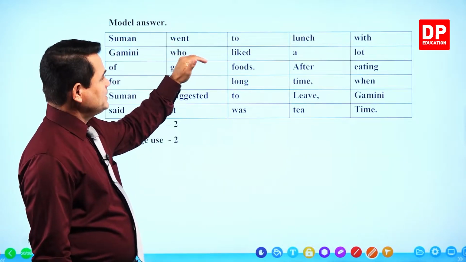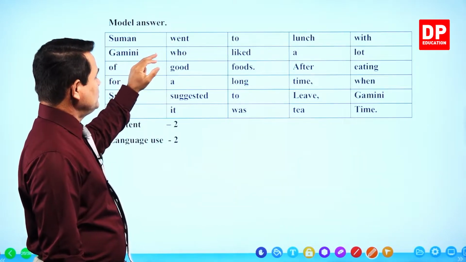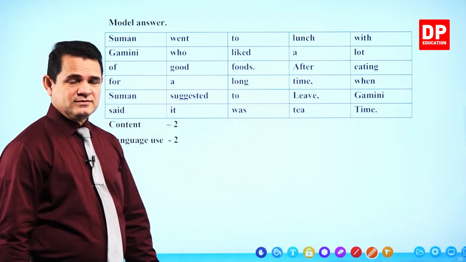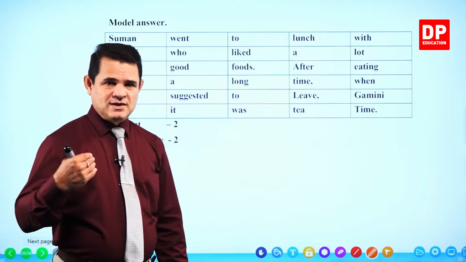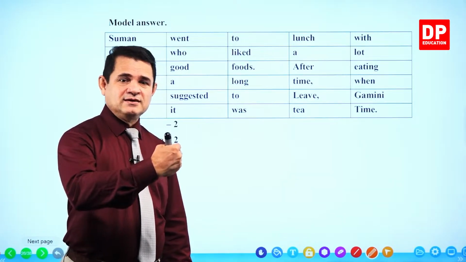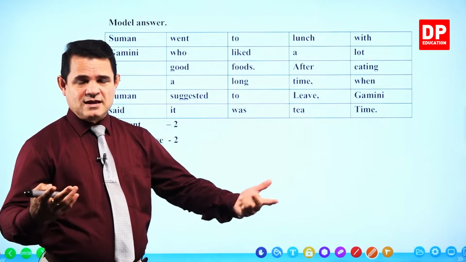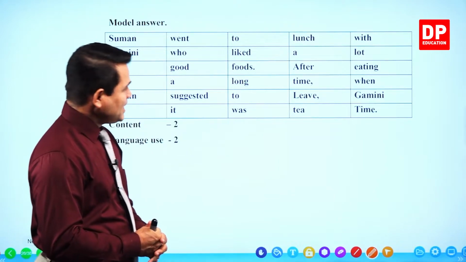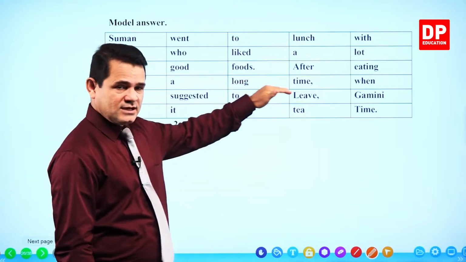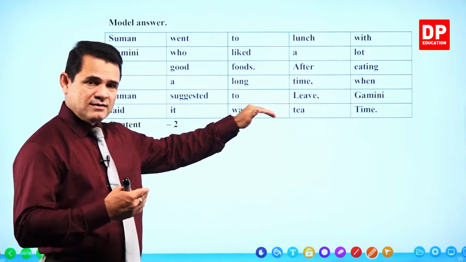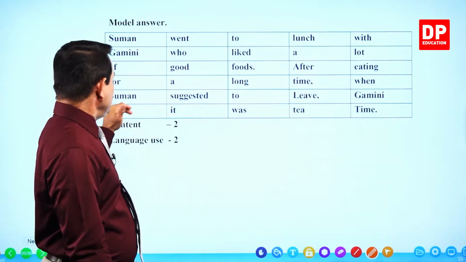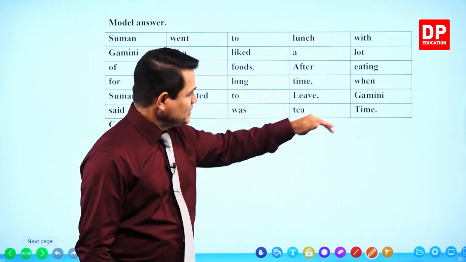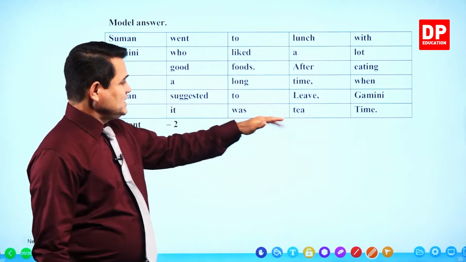Suman went to lunch with Gamini, who liked a lot of good food. After eating for a long time, when Suman suggested to leave, Gamini said it was tea time.